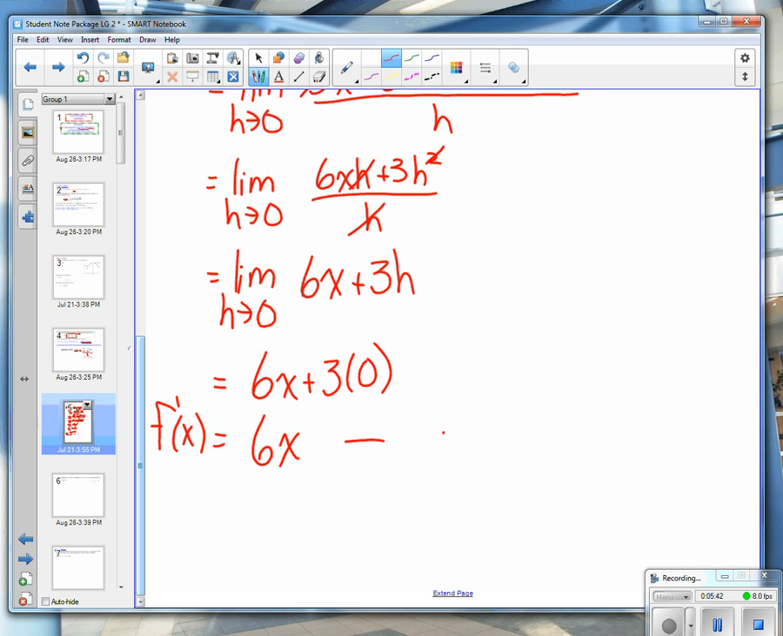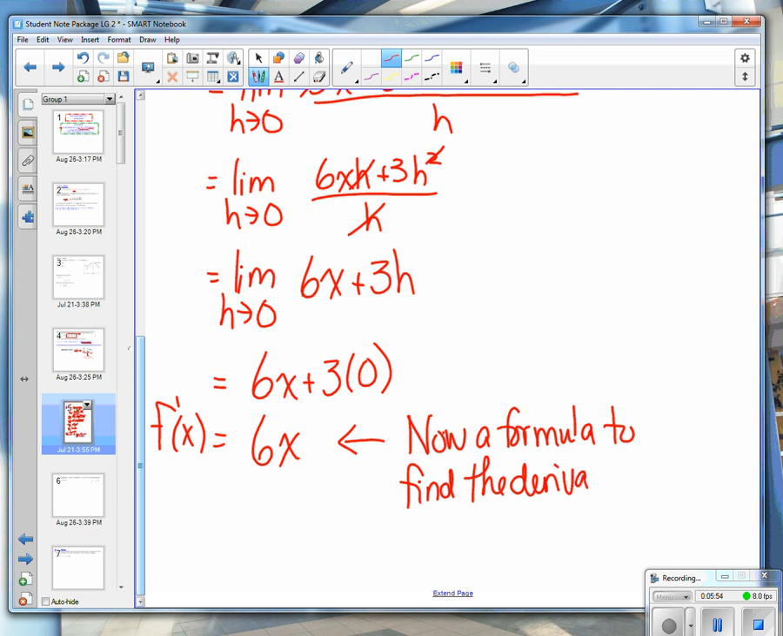This is now a formula to find the derivative f prime x at any given point. So that's awesome. So it's now a formula to find the derivative at any given point. So what does that mean?